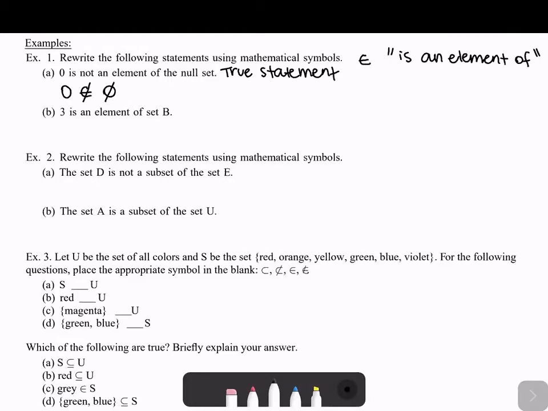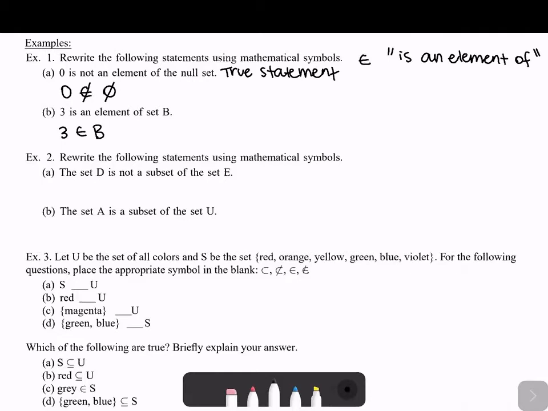Okay, so B says 3 is an element of the set B. We again write 3, we write our symbol is an element of, and then the set B. Remember, we denote sets by capital letters. We don't know if this one is true or false because we don't know what B is, so we cannot assess if 3 is an element of that set. But regardless, this is how you translate it to mathematical symbols. You may notice that all of these English sentences have a period to be complete grammatical sentences, but you don't need that for the mathematical statements we translate to.